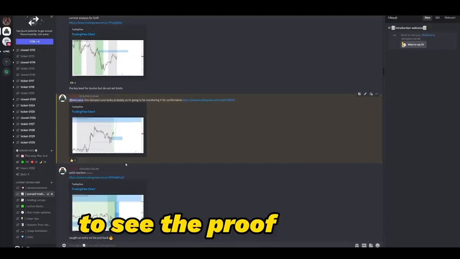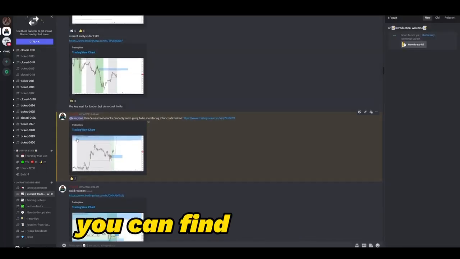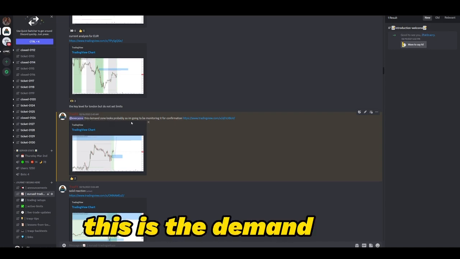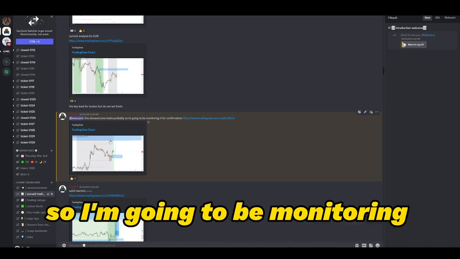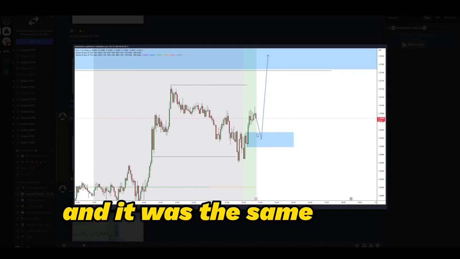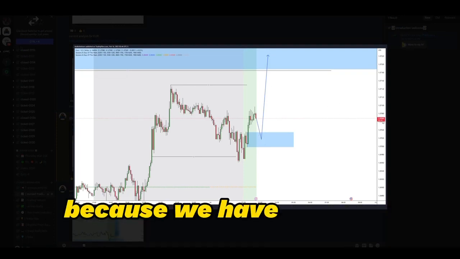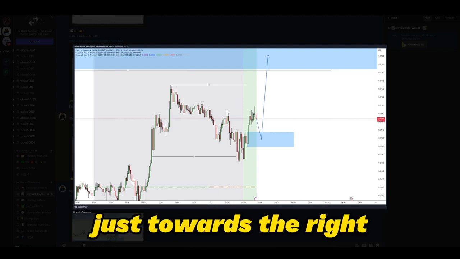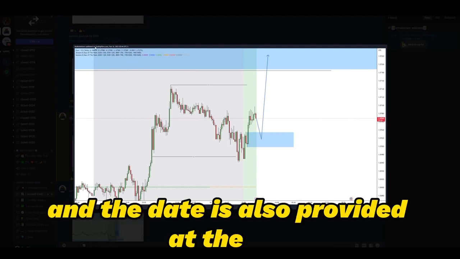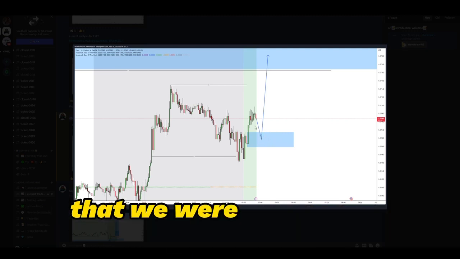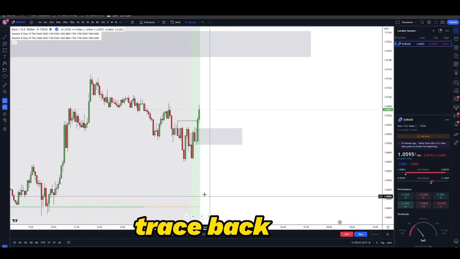Now, if you guys want to see the proof of entry and all that good stuff, you can find it right here. As you can see, I said at everyone, this is the demand zone. It looks probable, so I'm going to be monitoring it for confirmation. And it was the same exact demand zone. And you could also see that this wasn't replay mode because we have the timestamp just towards the right. And the date is also provided at the top for anyone who wants that reference. So this was the 4-minute level of demand that we were waiting for price to trace back into.